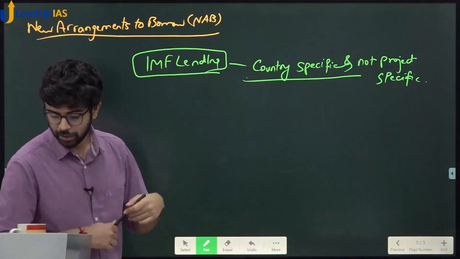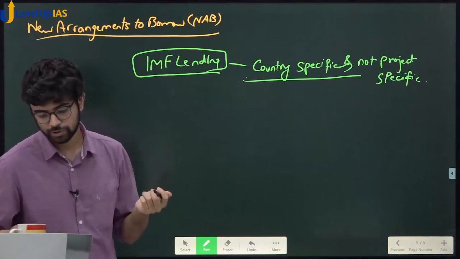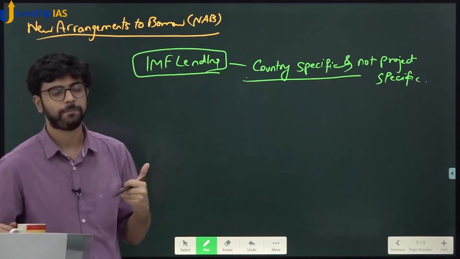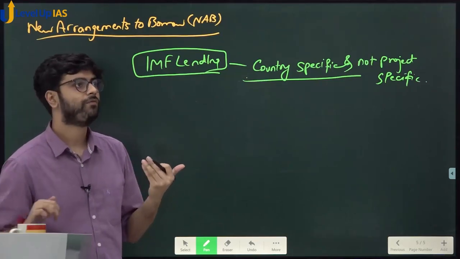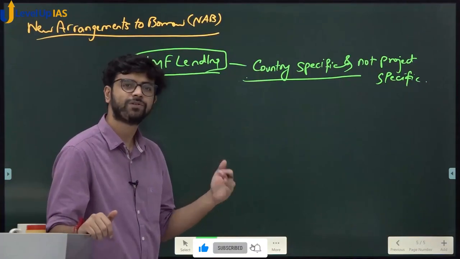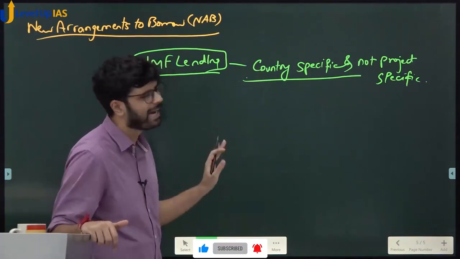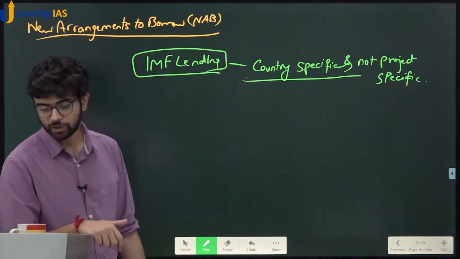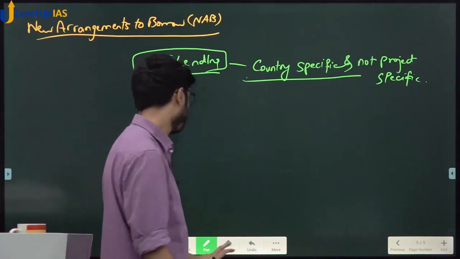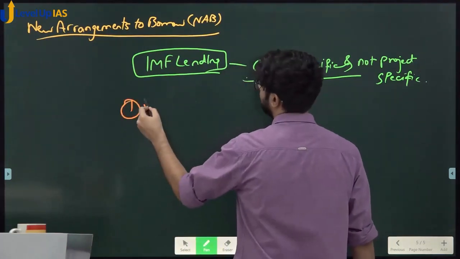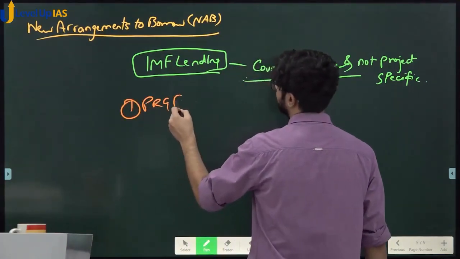Theek hai? Now there are certain tools or there are certain windows. I hope you know LAF, MSF. They are windows for borrowing by bank. Similarly, IMF also has windows, so countries can approach. So one window is called as Poverty Reduction Growth Facility, PRGF. One window is called as PRGF.